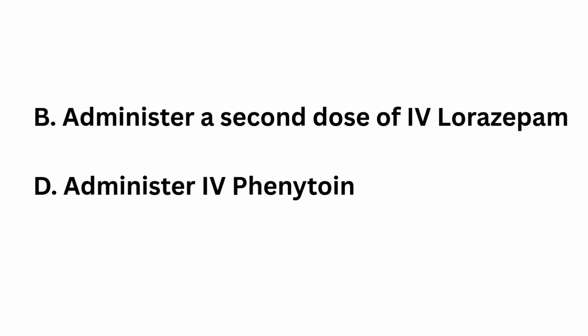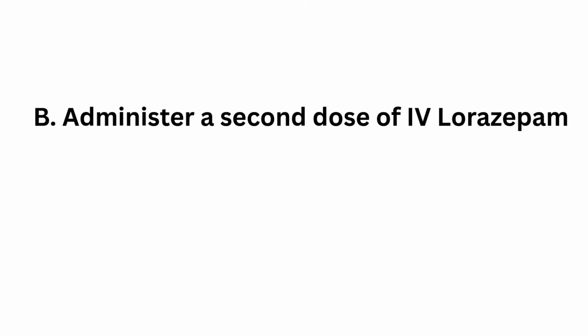Ask yourself, has the first line been fully utilized? The APLS guidelines typically suggest 2 doses of benzodiazepines before moving to the second line agent, phenytoin or levetiracetam. Since he has only had 1 dose, jumping to phenytoin is jumping the gun. The correct next step is the second dose of lorazepam.